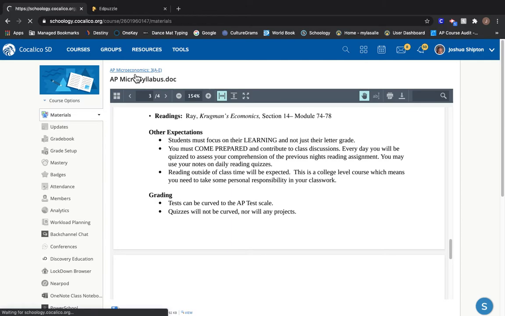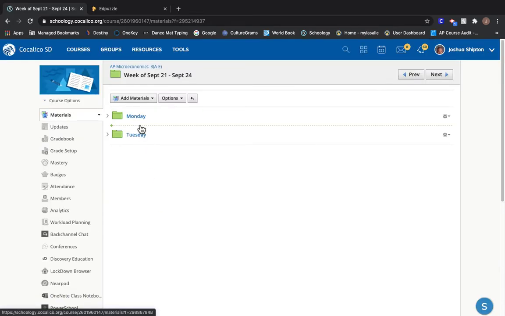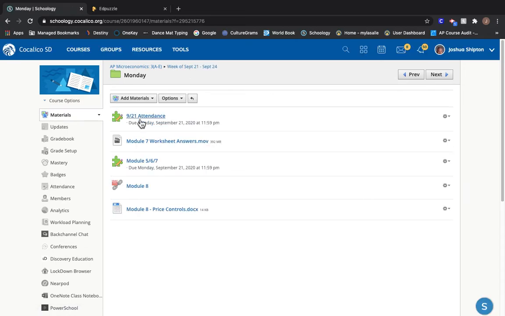Real quickly here, I'll just take you through so you can see what your kids are seeing in the course page. I'm basically breaking down every single week into a weekly folder, and then once they click on that, I'm going as far as giving them daily folders with the material that would be needed. So you can see each day they're answering an attendance question.